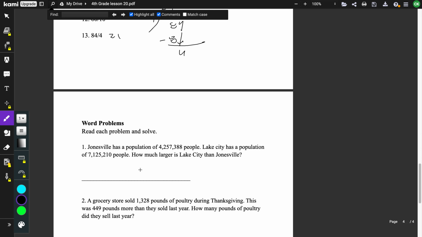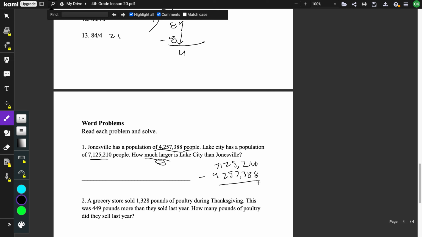Okay, now we're going to do some word problems, and it says Jonesville has a population of 42,257,388 people. Lake City has a population of 7,125,210 people. How much larger is Lake City than Jonesville? Whenever it says how much larger, you know it's subtracting. So that means we're going to do 7,125,210 subtracting 4,257,388.